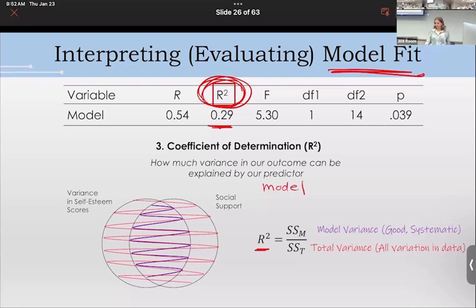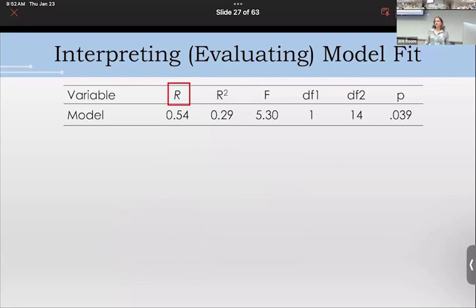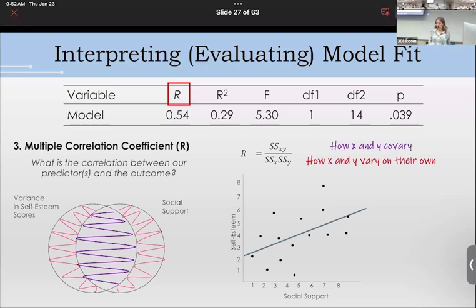Yeah. What's left? R. Little r is our correlation. Well, big R is just our multiple correlation coefficient. It's like a correlation between our outcome and all of the predictors. How many predictors are in this model? 1. So it's the correlation between our outcome and our predictor. What number did I have you write down before? Pearson R was what? 0.54. So the big R is also 0.54. It's just a correlation.